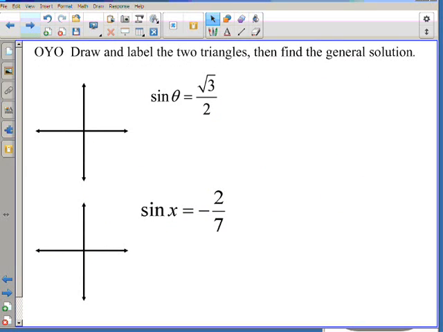Here are some on your owns to try. We got a trig exact value and a calculator problem. Make sure you notice that if it's theta, you're in degrees, and x is radians. We'll see you in class. Make sure to watch the arcsin video as well.